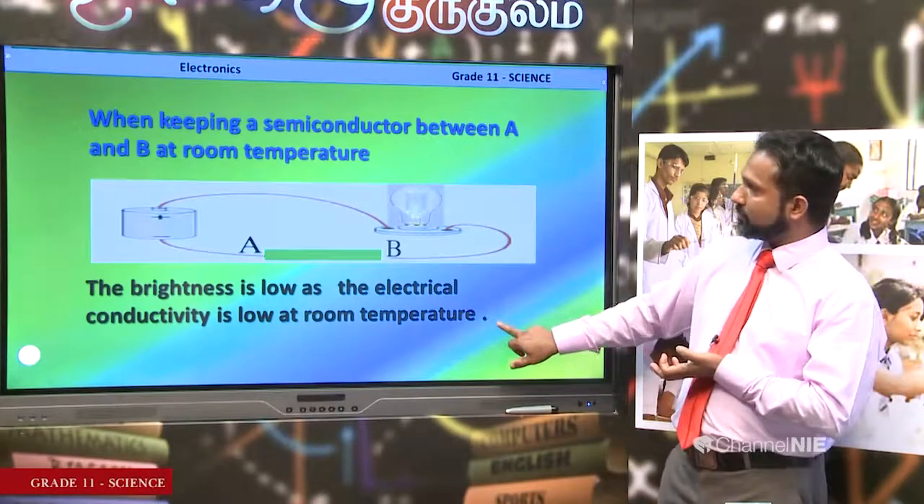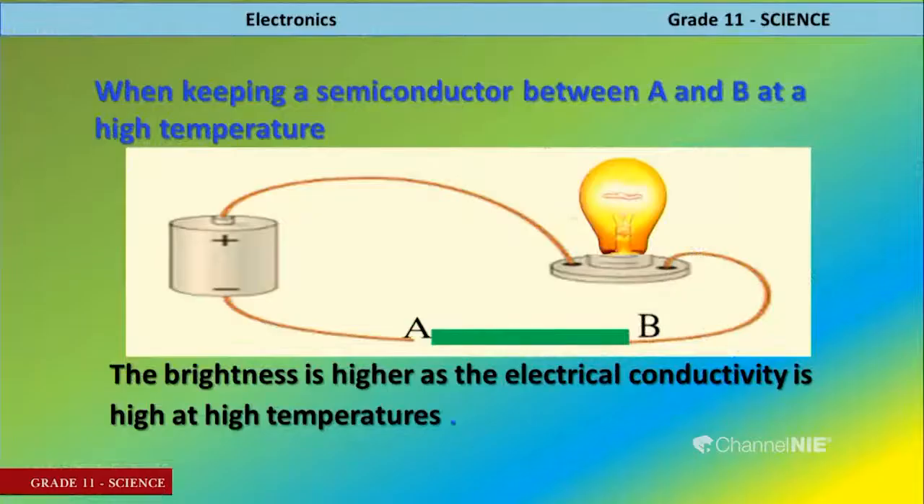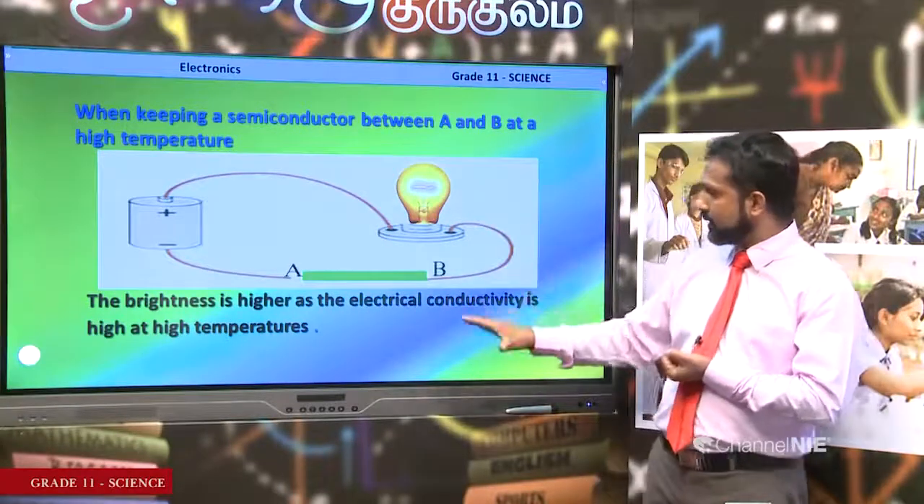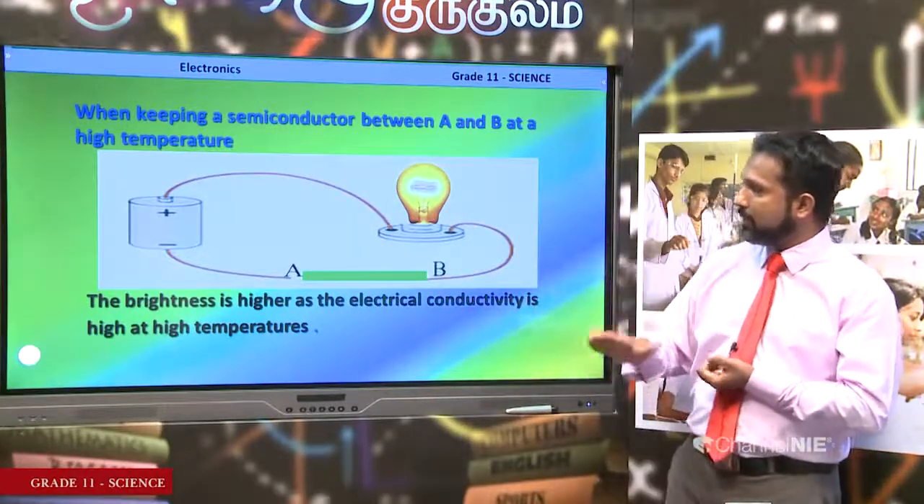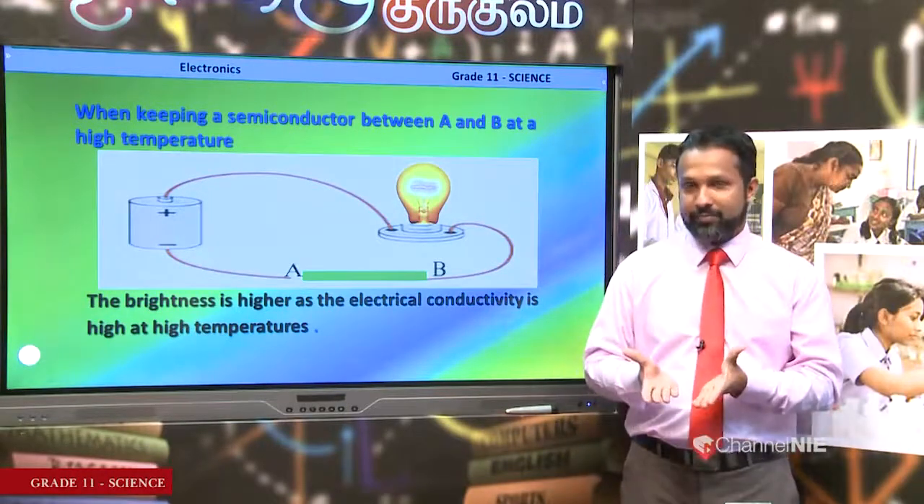Then, when keeping a semiconductor between A and B at a higher temperature, when the temperature is a bit higher than room temperature, you can see the brightness is higher than in the previous instance. That means the brightness is higher as the electrical conductivity is high at high temperatures. Then what can we understand from that?